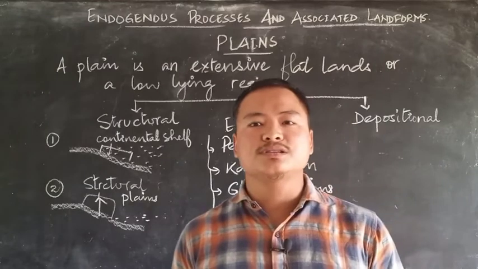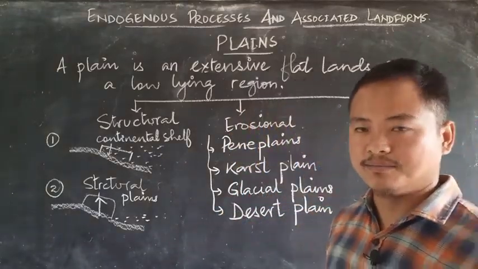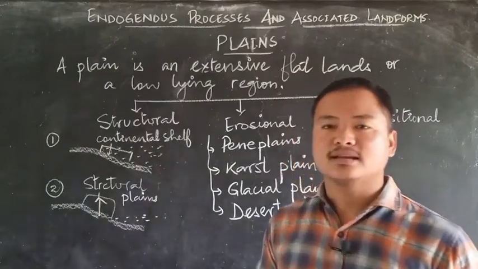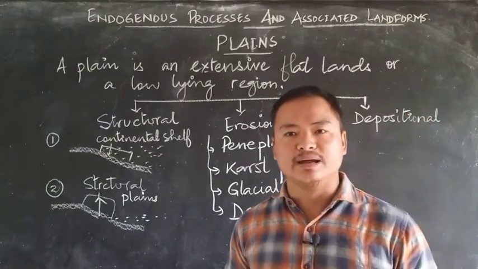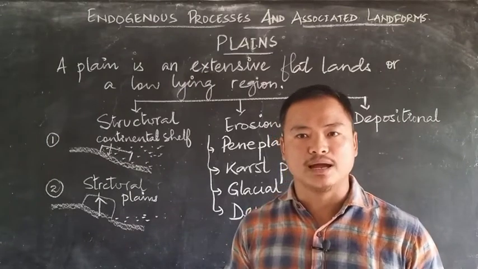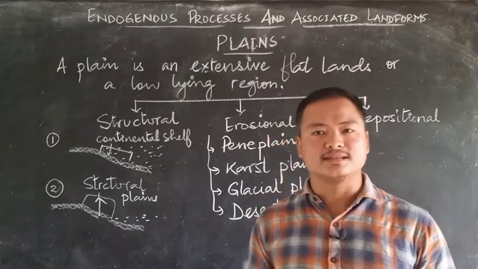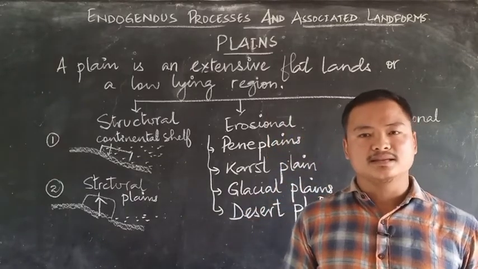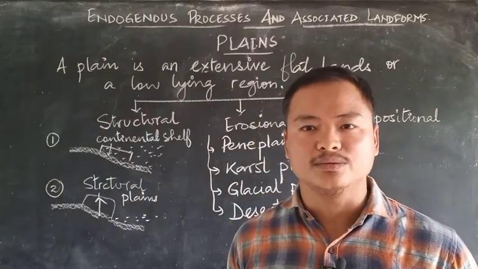The last one to discuss of the erosional plain is the desert plain. Deserts are an extensive land which are mostly covered by sands. They are dry and are mostly formed of loose material, that is sand. And these sands are very easy to be carried by the wind.